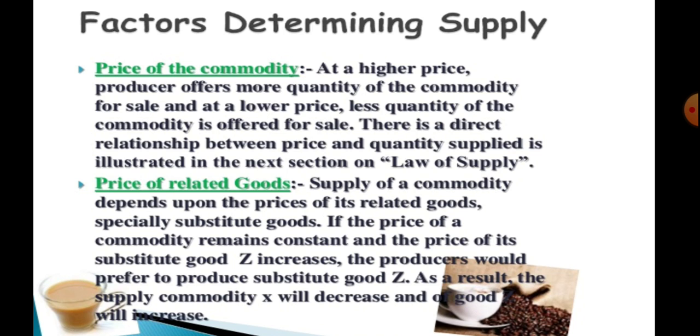One is a substitute good and second is the complementary goods. Substitute goods are those goods that can be used in place of each other. For example, tea and coffee. So when price of tea increases, supply of tea will increase because selling tea will now become more profitable for the producer. So what will happen to the supply of coffee? Supply of coffee will reduce. So in case of substitute goods, there is inverse relationship between price and supply of the commodity.